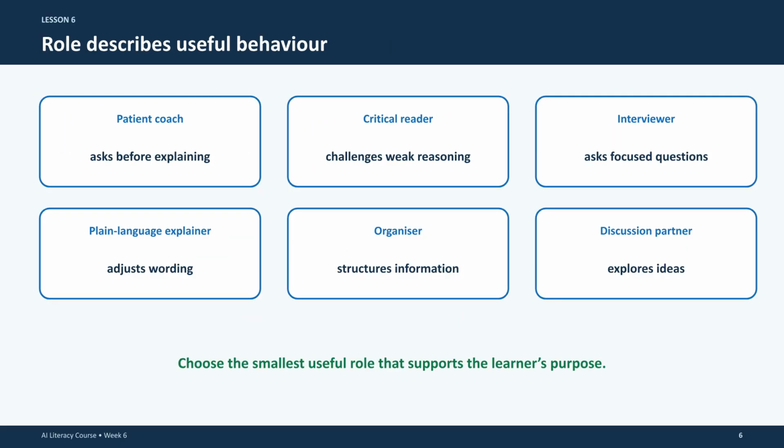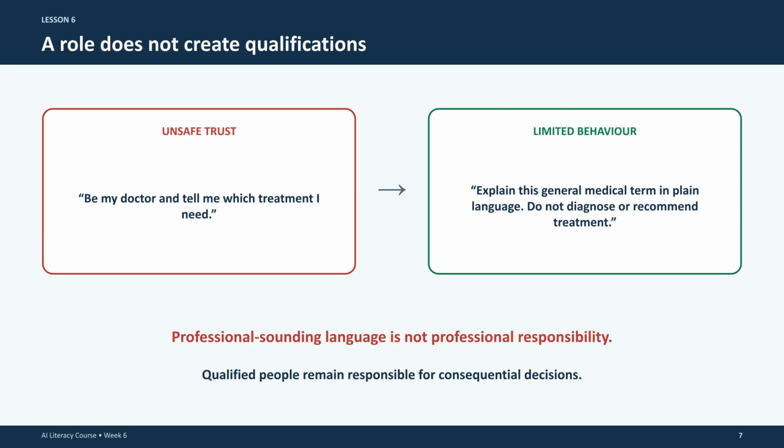When defining a role, choose the smallest, most useful persona to support your goal. Whether it is a coach, reader, or discussion partner, the role should guide the behavior and tone without taking over your own thinking. Crucially, assigning a professional role to an AI does not give it professional qualifications. Avoid creating unsafe trust. Always frame your request around limited behavior, rather than asking the AI to perform restricted professional duties.